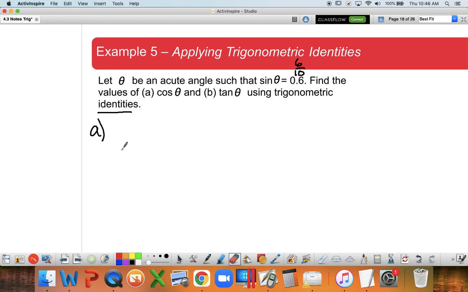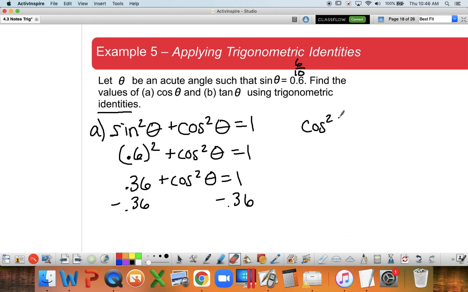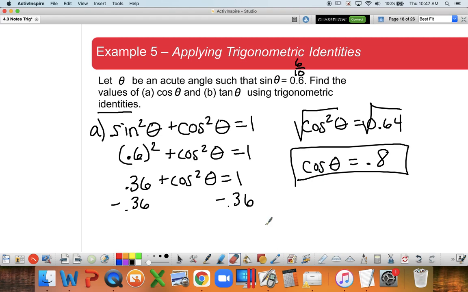Well, for letter A, I want to use a trig identity that uses both sine and cosine and nothing else. And so the identity I want to use is the one I had in our red star of sine squared theta plus cosine squared theta equals 1. Wherever I see a sine of theta, I'm going to plug in a 0.6. Okay. Then I go ahead and calculate 0.6 quantity squared is 0.36. Notice I'm just using my algebraic skills here to solve. I subtract 0.36 on both sides, so I get cosine squared theta equals 0.64. Now I take the square root of both sides, just like I would if I had x squared, and I get that the cosine of theta is equal to 0.8. There we go.